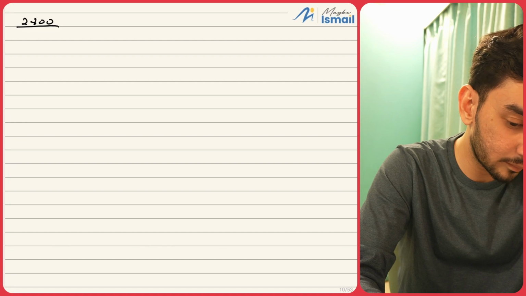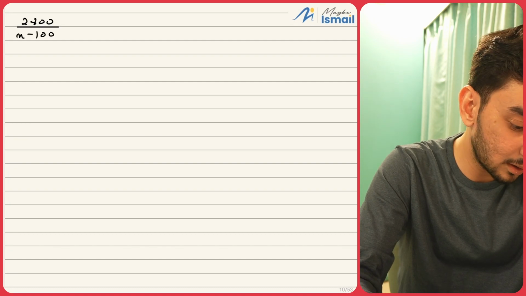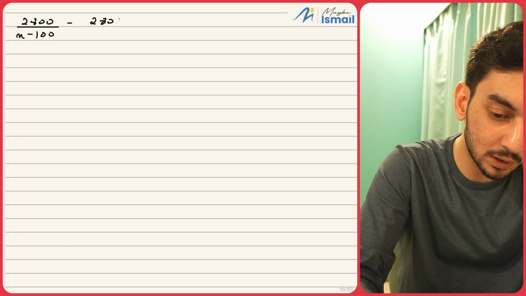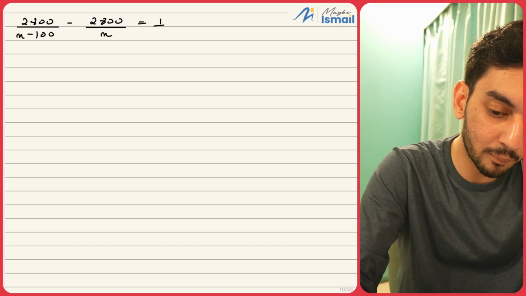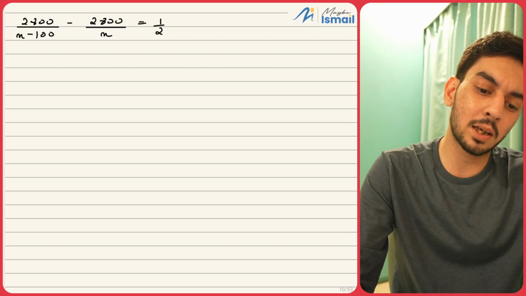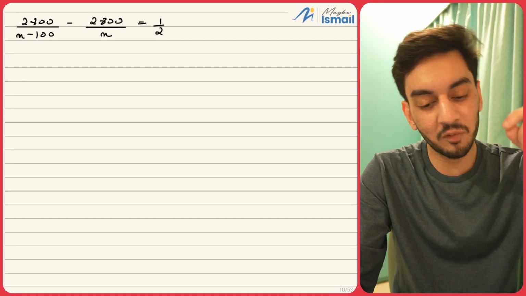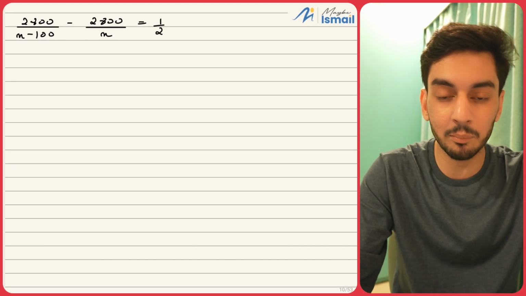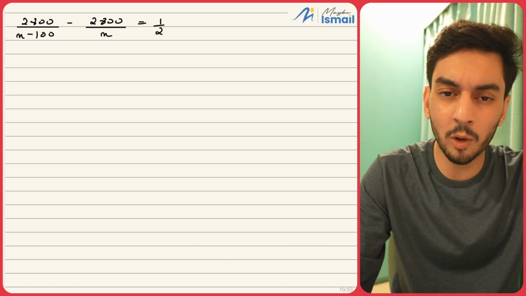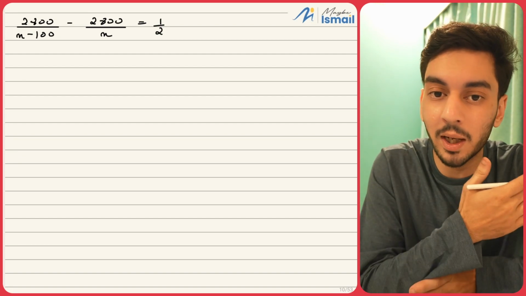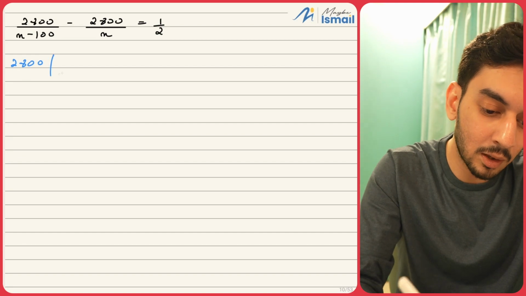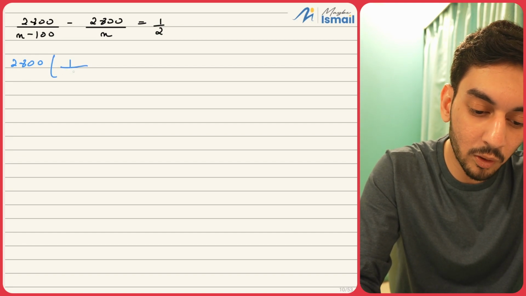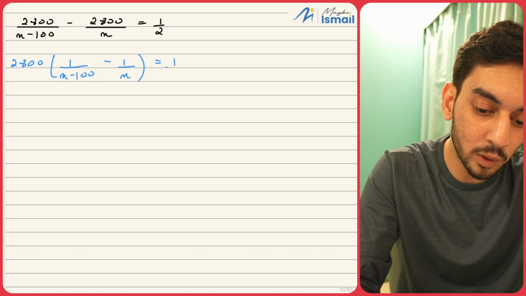2800 upon (x minus 100) minus 2800 upon x is equal to 1 upon 2. That again looks like a question which has some big numbers in it. The 2800 is kind of a big number, but we don't need to be worried about it. What I can do is, to start with, take that 2800 common from both the terms. If I factor it out, it becomes 2800 times (1 upon x minus 100 minus 1 upon x) is equal to 1 upon 2.